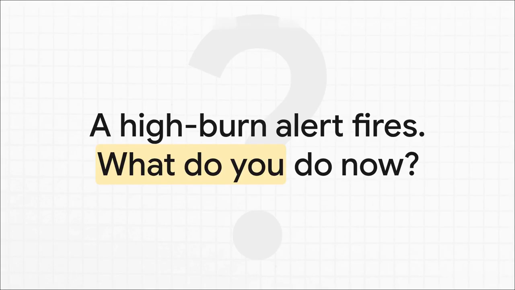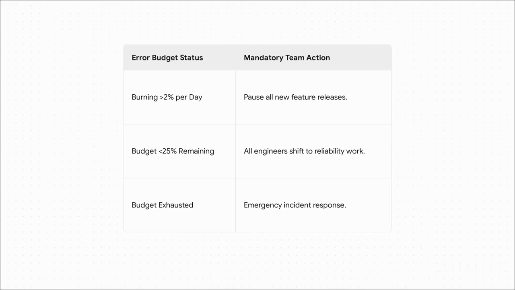In the old world, this is where the panic and the arguments would start. But not here. Why? Because the team already has a playbook. They agreed to these rules when everyone was calm and caffeinated. The data on the screen points directly to a pre-planned action. The budget is low, the burn rate is high, so feature releases are frozen, everyone pivots to reliability. The data makes the decision, not a heated argument.